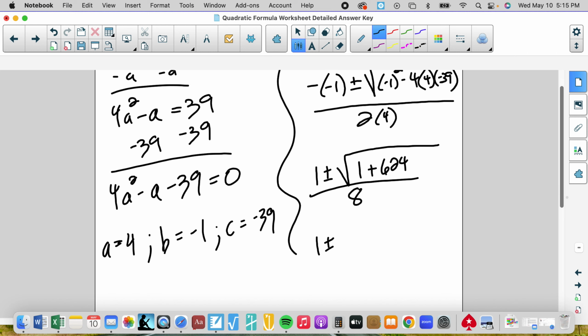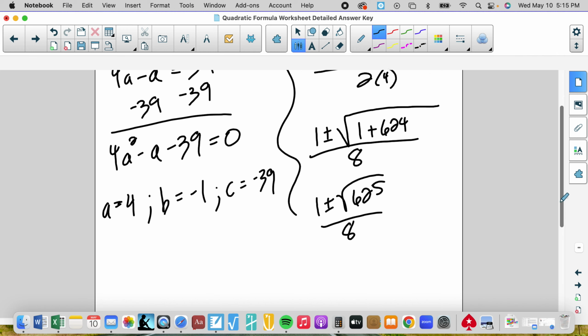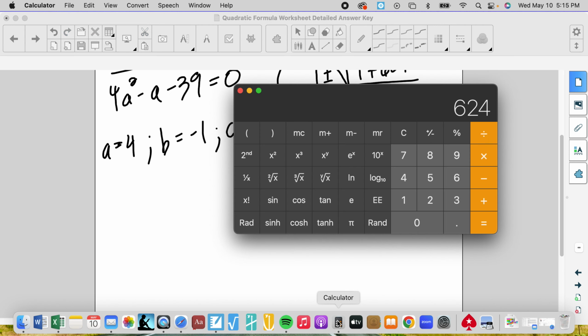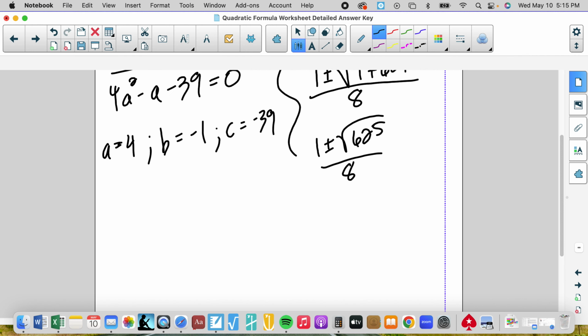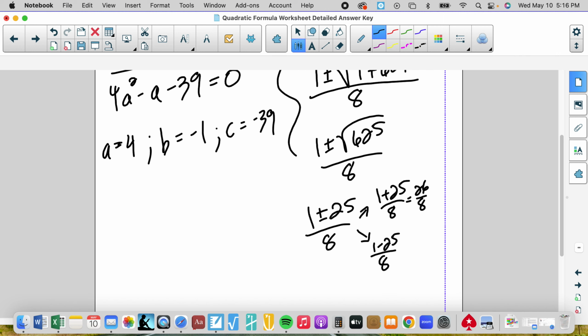We have 1 plus or minus 625 over 8. Let's see if 625 is a perfect square. Yes, you are. So we have 1 plus or minus 25 over 8. 1 plus 25 over 8, 1 minus 25 over 8. That gives me 26 over 8, which can be reduced to 13/4. And this gives me negative 24/8, which is negative 3.